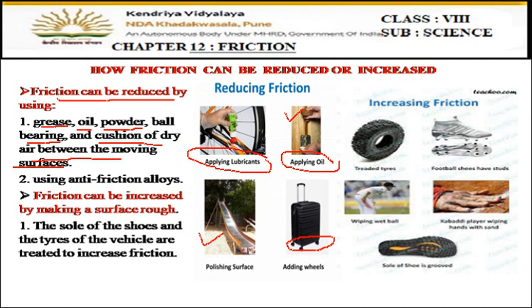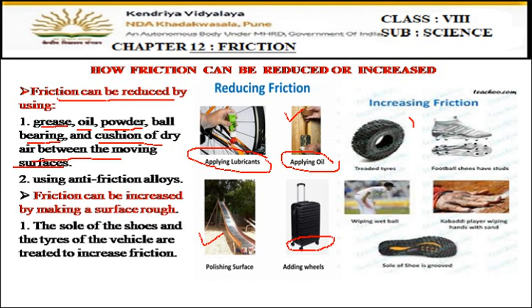Then friction can be increased. How can friction be increased? If we have to increase the friction, we have to increase the roughness, because a rough surface has more friction. We were applying grease and oil because these are very smooth things, and smoothness reduces the friction. And now when we have to increase the friction, we have to make the surface rough.